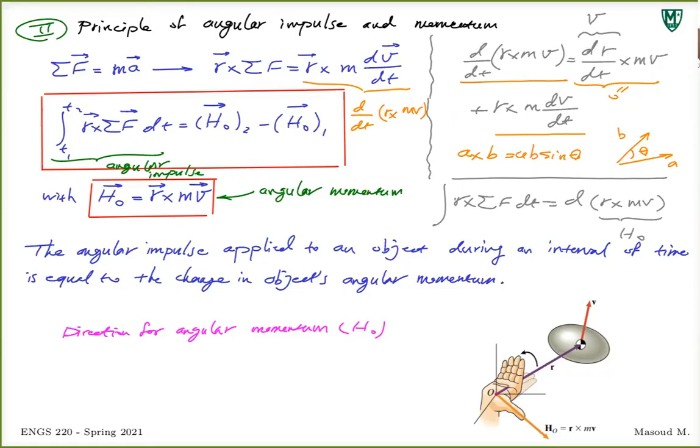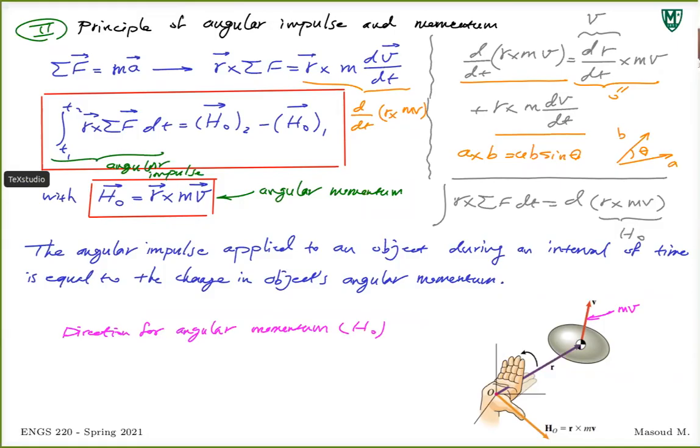As long as you know R, you know V, right? M is just a constant. So instead of V, this could be MV. M is just a constant multiplied by V. It doesn't really change the direction of V. That's why it's not there. This is R cross MV. So this is it. This is the principle of angular impulse and momentum.